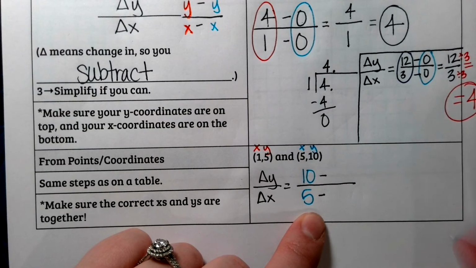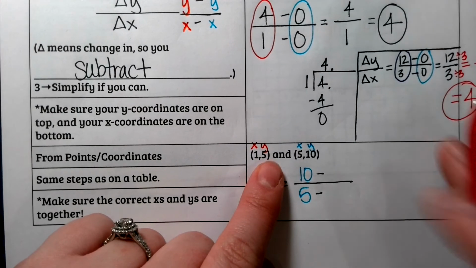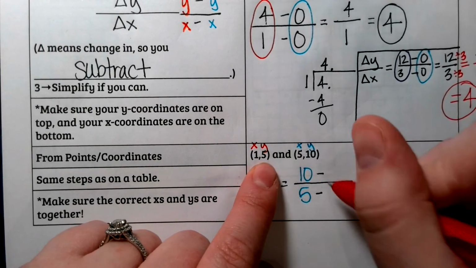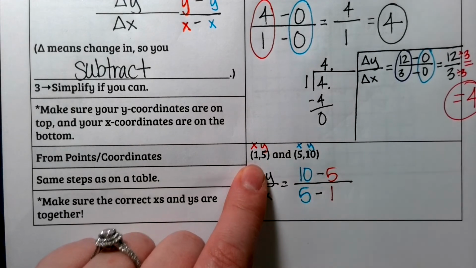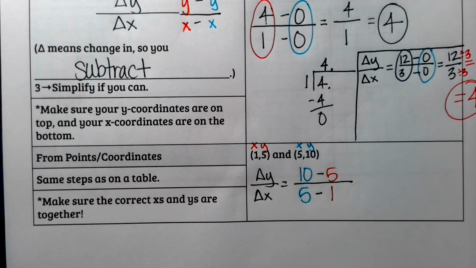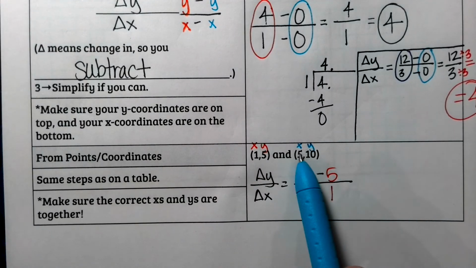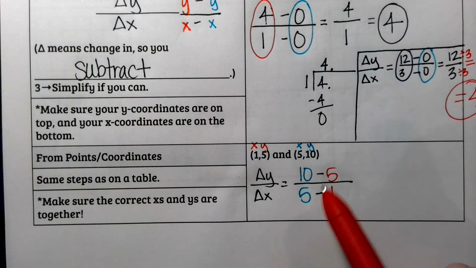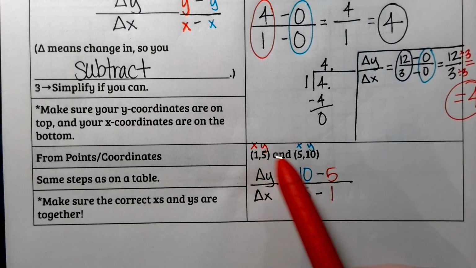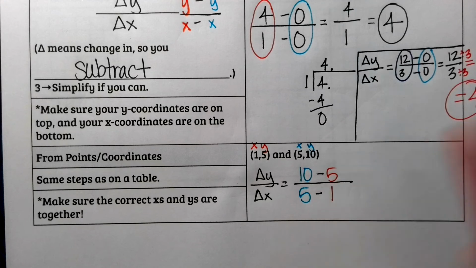And I'm going to subtract those. My second y is 5, and my second x is 1. Again, the coordinates that go together need to stay on top and bottom of each other. My blues went first, so they stayed top and bottom. My reds came second, so they stayed top and bottom.